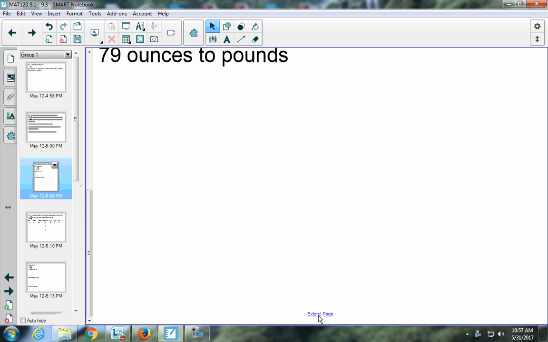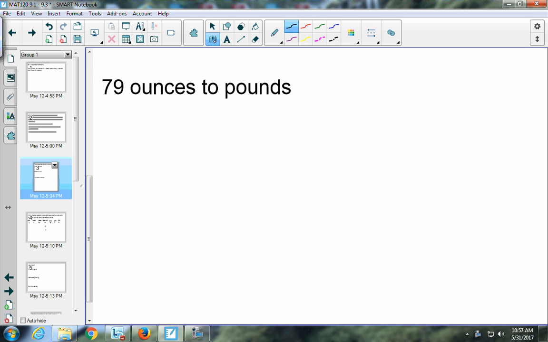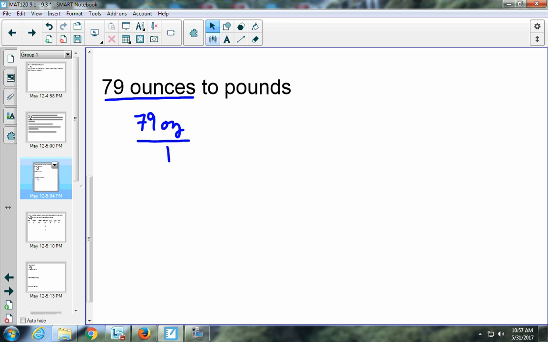So for this, just like always, I'm going to take this first number, this 79 ounces, and put it over 1 to make it into a fraction. And I want to multiply by a unit fraction. So something that is equal on the top and bottom, but has different units. So I want to go from ounces to pounds. Remember, I want like units to be diagonal from each other, so they will cancel out.